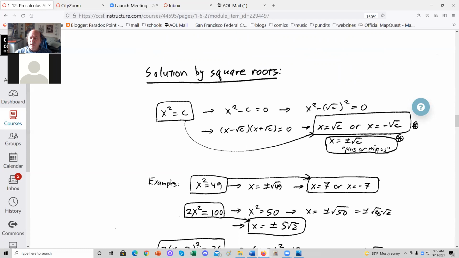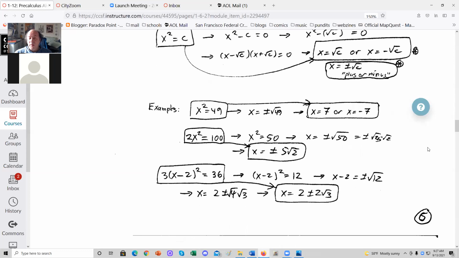This symbol means plus or minus. It really means two numbers. So for example, x squared equals 49 means x is plus or minus root 49, so x equals 7 or negative 7.